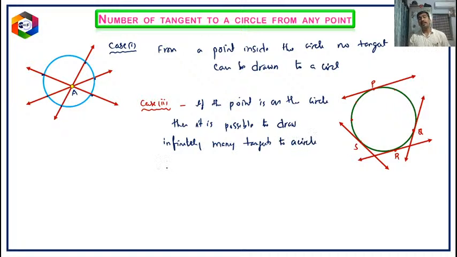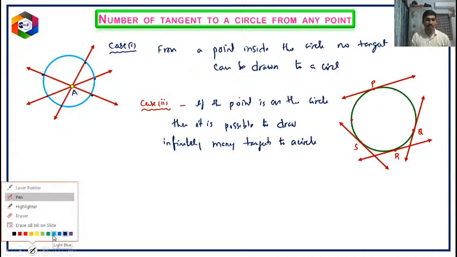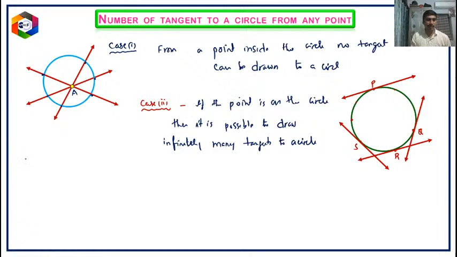Okay children, if there are infinitely many tangents which can be drawn to a circle by taking the point. So if it is an interior point, no tangents, 0 tangents. If you take a point on the circle, infinitely many. Now if you take a point exterior to that, that will be case 3. Okay children, now I am going to consider case 3. So one point is interior, one point is exterior, and one point is on the circle. So these two cases are completed.